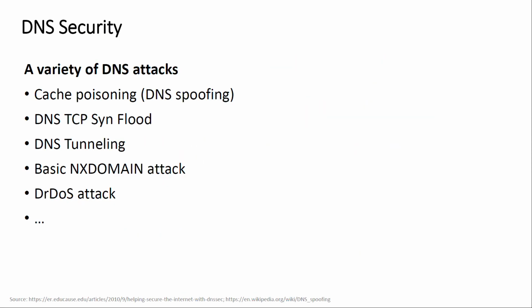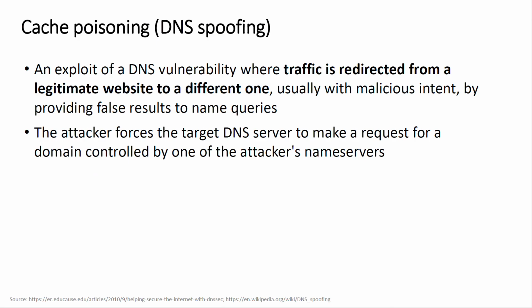So how to have DNS security? We don't have time for DNSSEC actually, but maybe at the end of the lecture we can talk about it. But it is important and still an ongoing research area. There are many types of attacks, and let's talk about them shortly. We will talk about cache poisoning, DNS TCP SYN flood, DNS tunneling, basic NXDOMAIN attack, and denial of service attacks. Let's start with cache poisoning.